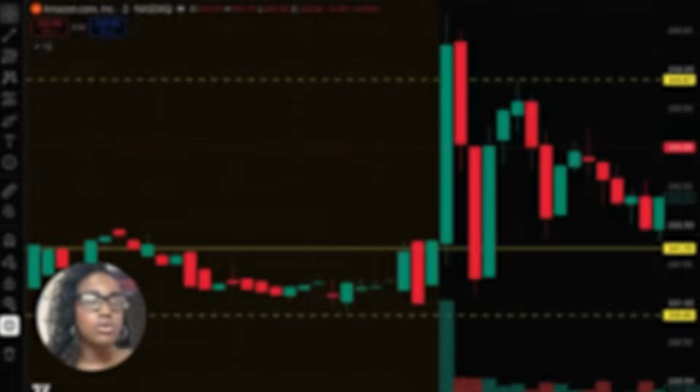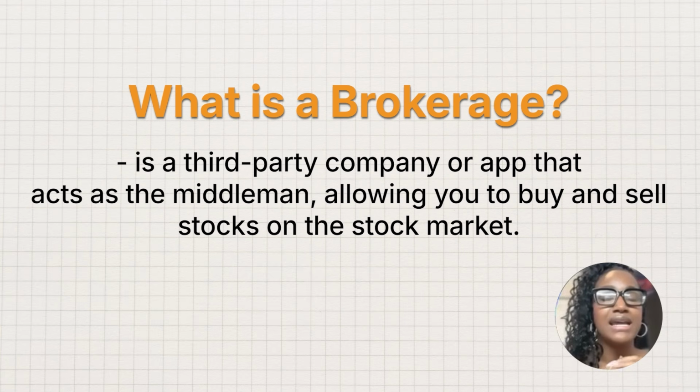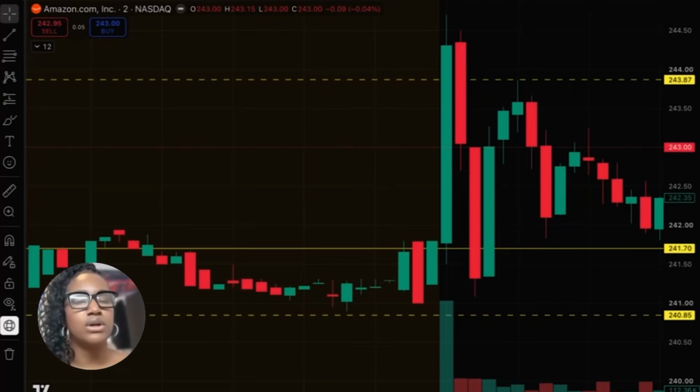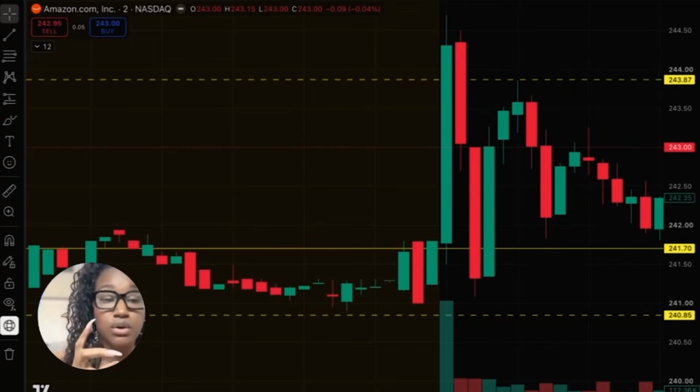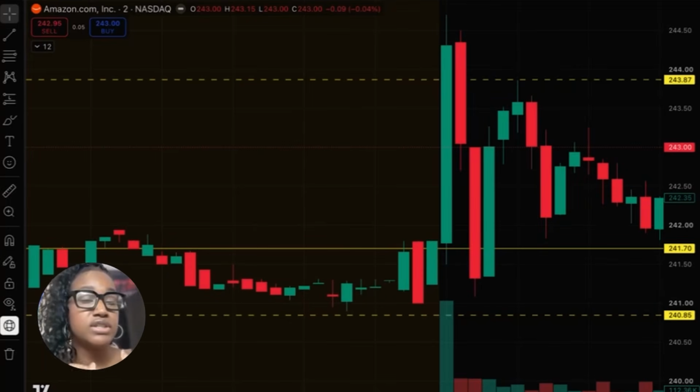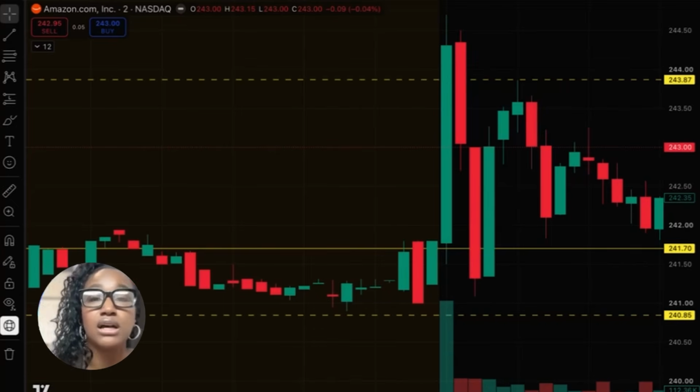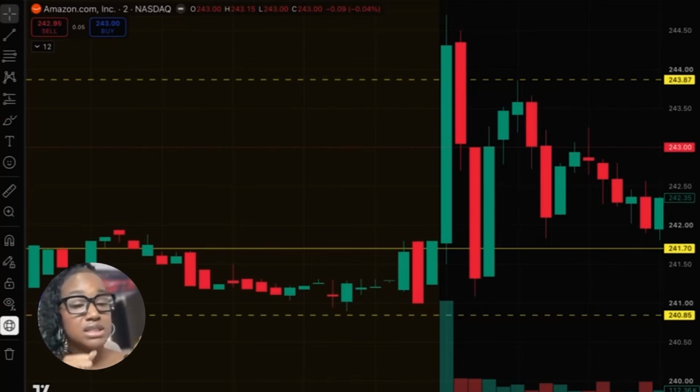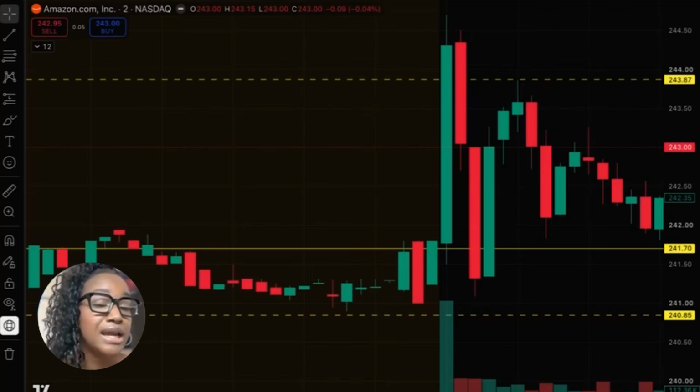Second thing, you're going to need a brokerage, okay? A brokerage is a third-party institution that allows you to actually trade. The easiest way I want to describe it is to think of it as a bank where you deposit your money into the brokerage and they are the ones that actually facilitate your trade, right? You're able to buy Amazon stocks or Amazon contracts. You're able to sell Amazon contracts in that brokerage. So in order to trade, you need a brokerage.